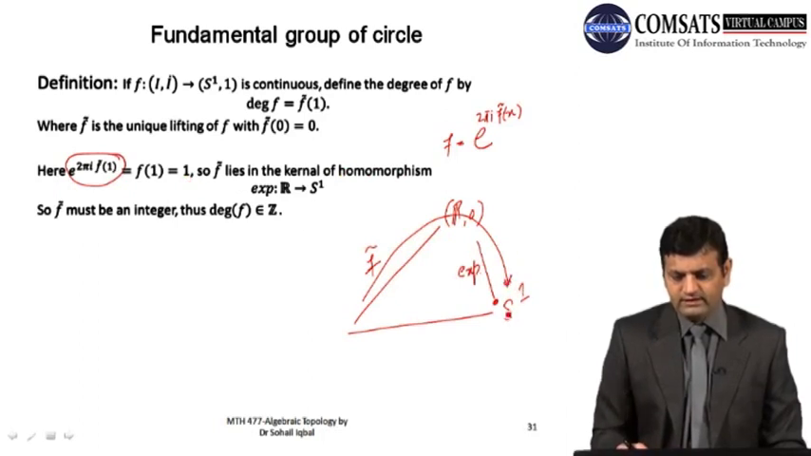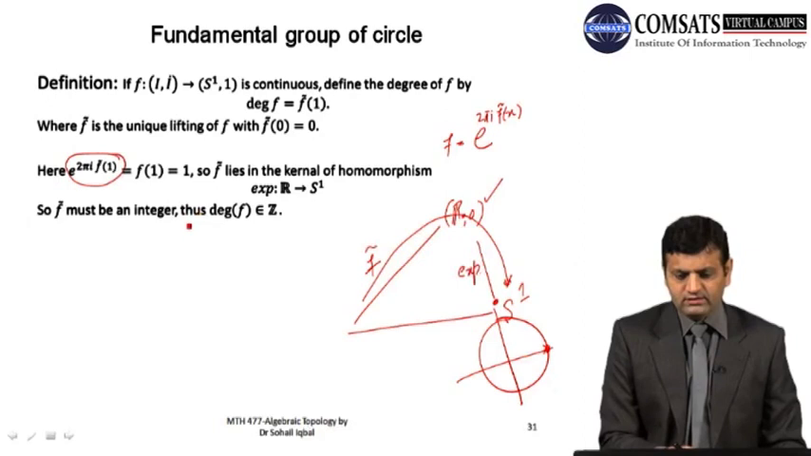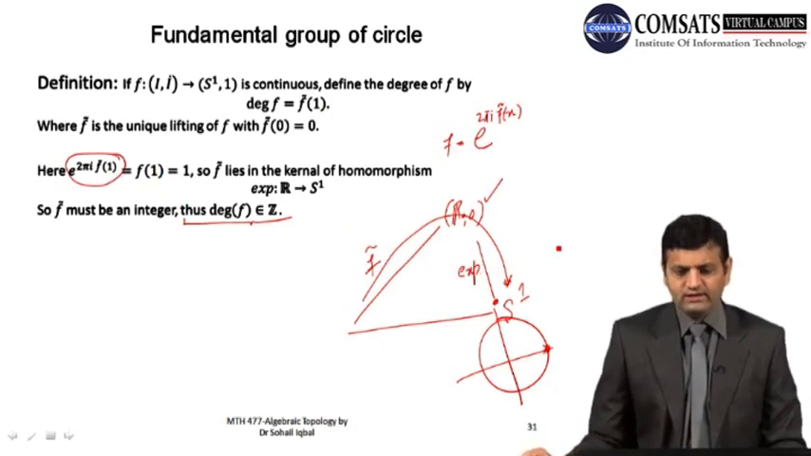So if I'm getting identity in the circle, then this f tilde must be an integer over here, because the kernel of this exp are the integers of R. So this f tilde must be an integer. Okay, so f tilde is an integer, and so that's why this degree is going to be an integer. So the degree of any continuous function between the pointed topological spaces I, 0 to S1, 1 is going to be an integer.